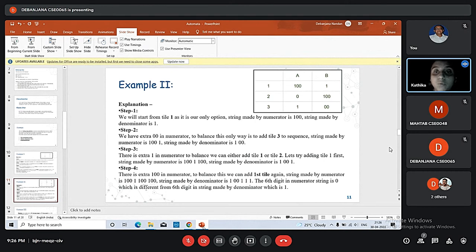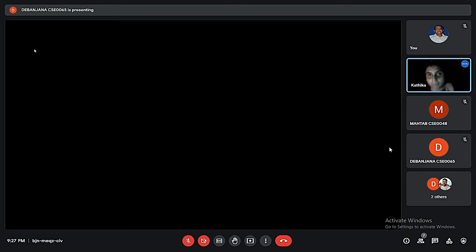In the final step, there is an extra 100 in the numerator, and in order to balance this, we can either add the first tile again, and the string made by the numerator again becomes 10011100. The 6th digit in the numerator string is 0, and this is a point to be noted, which is different from the 6th digit in the string made by the denominator, which was 1. Now the next example will be explained by my next teammate.